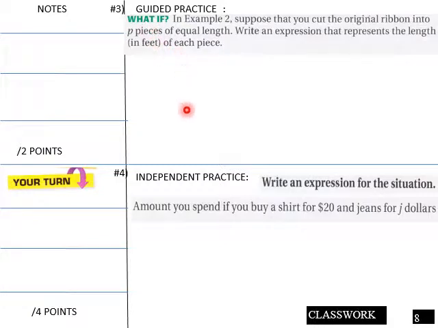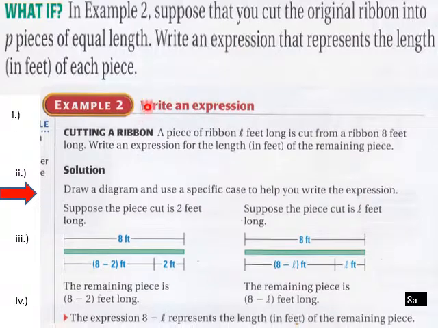Another guided practice here. What if? Students, this is yours, okay? This is what you do, but pay attention here. Suppose that you cut the original ribbon into P pieces of equal length. Write an expression that represents the length in feet of each piece. So here would be the way that you do it. In example 2, suppose that you cut the original ribbon into P pieces of equal length. Write an expression that represents the length in feet of each piece. So how would we represent that?